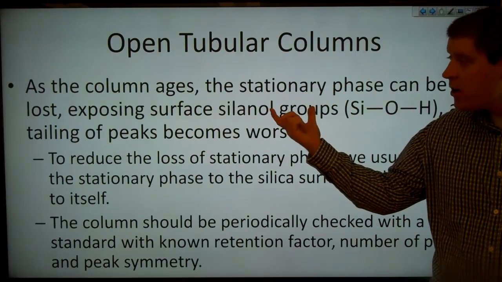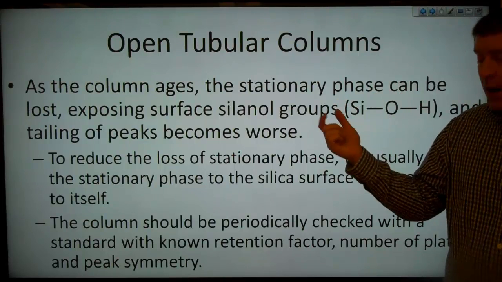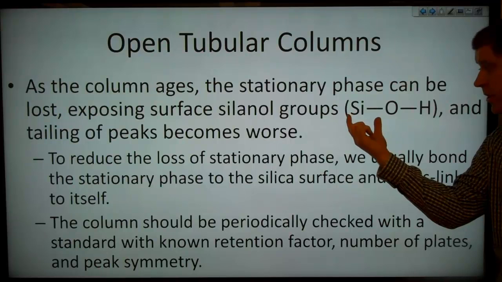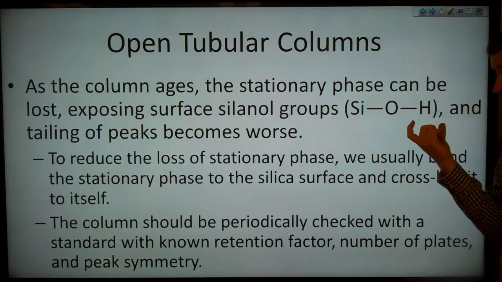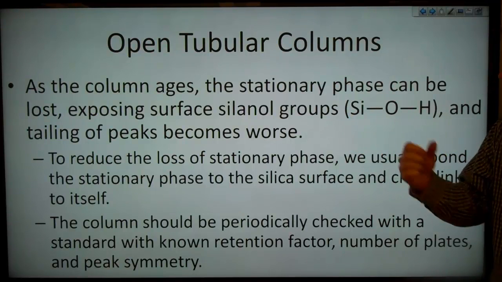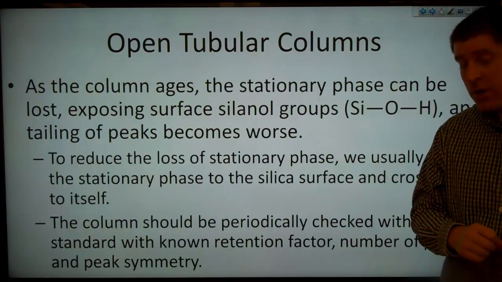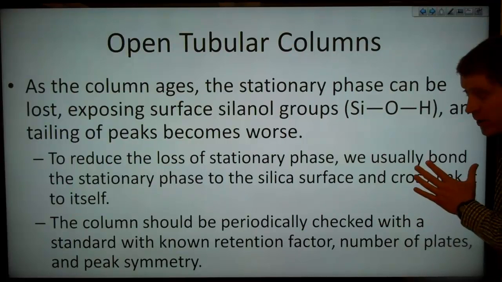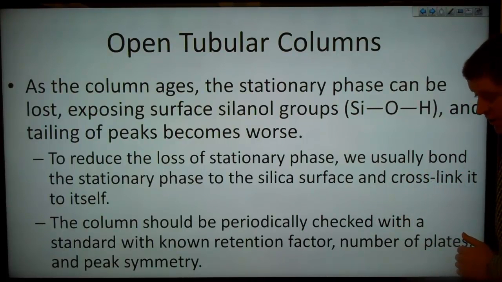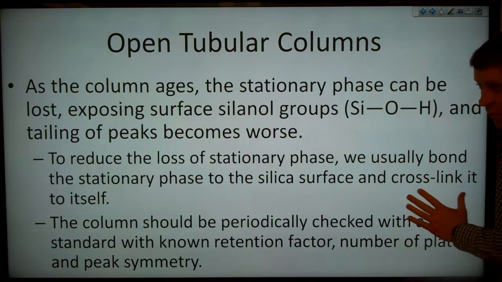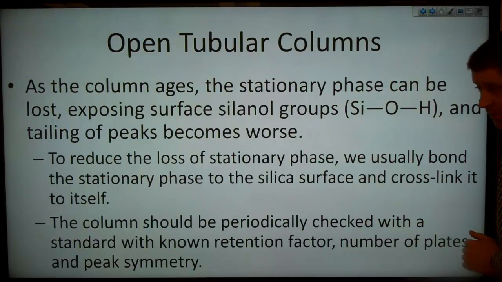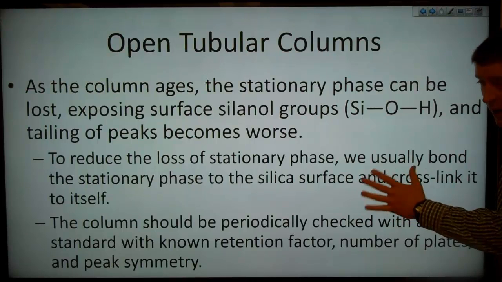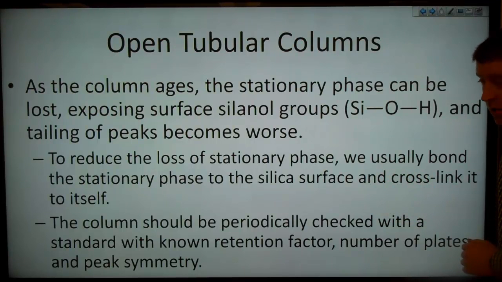Now, as the column ages, that stationary phase can be lost, exposing the surface silanol groups. So this is the silicon, oxygen, hydrogen group. And tailing of peaks becomes worse. So to reduce the loss of stationary phase, we usually bond the stationary phase to the silica surface and cross-link it to itself. And when we say bond here, we really mean covalently bonded to the silica surface.